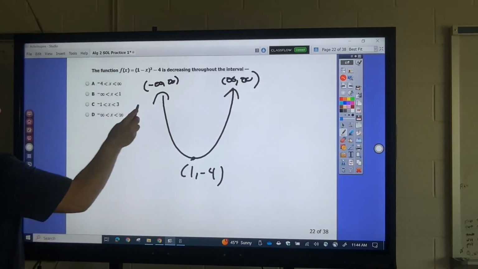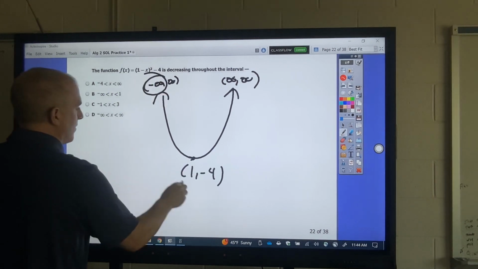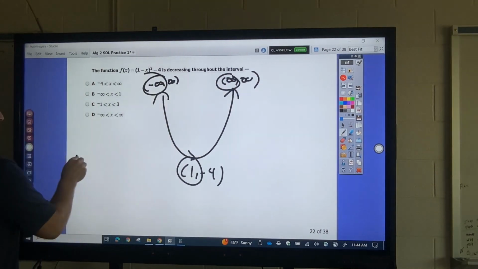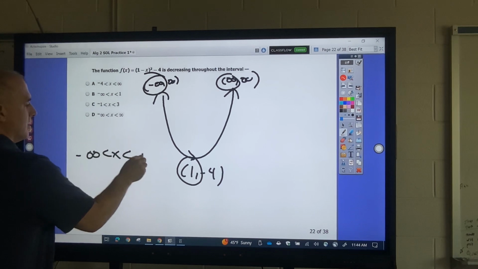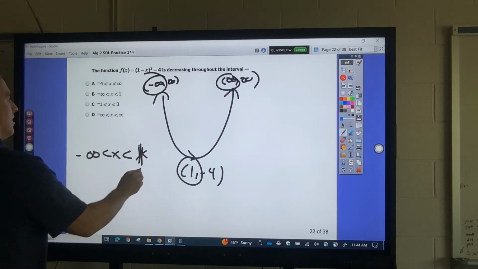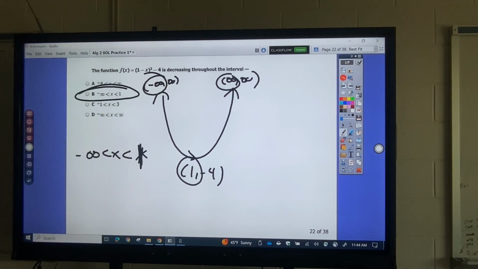Okay, so they want to know where it is decreasing. Well, remember, we only care about these values. It's decreasing from -infinity to 1. So that's why that is the answer.